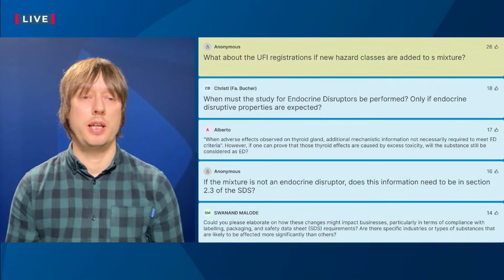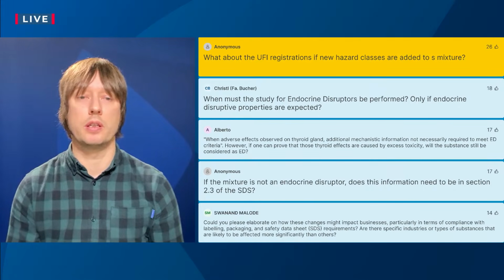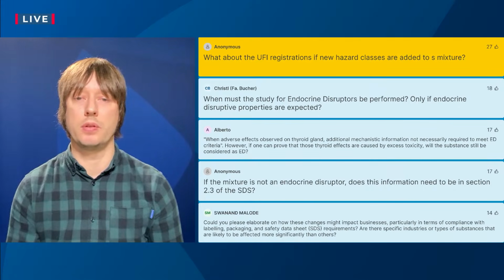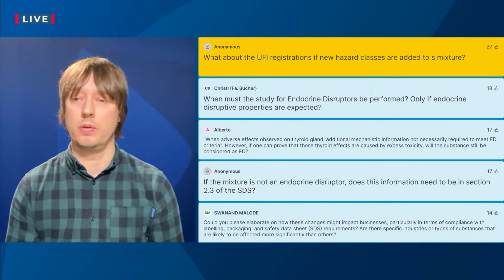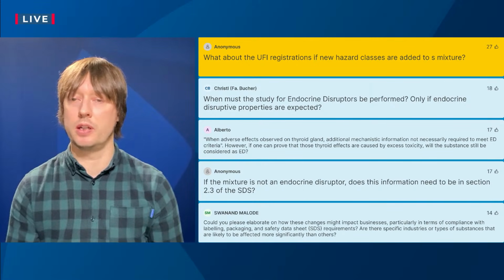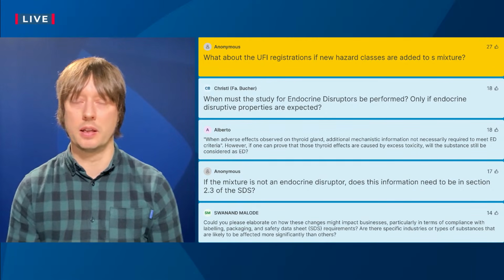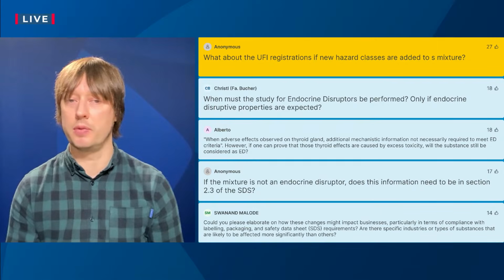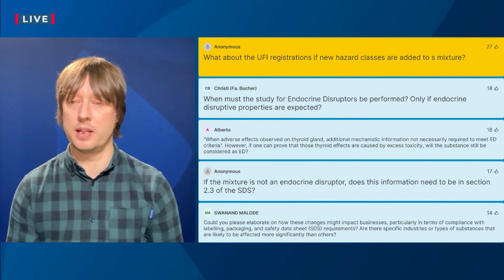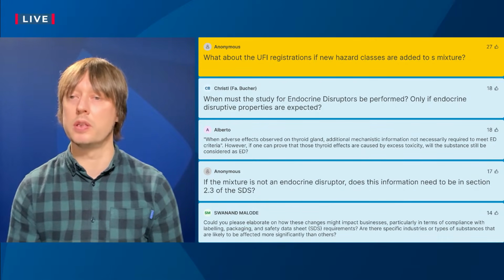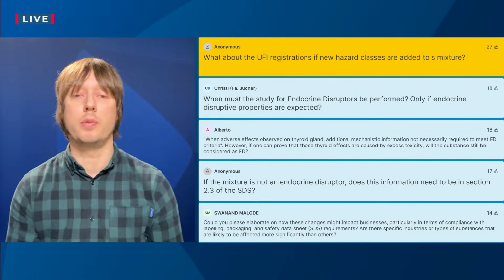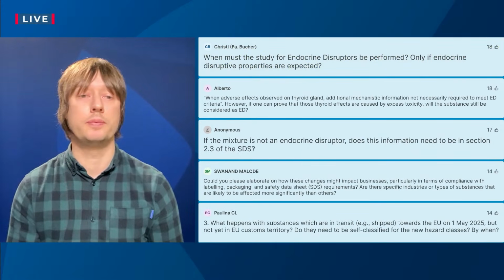We have a question here about UFI registrations. If new hazard classes are added to a mixture, we would recommend consulting with the help desk for these. We receive a number of questions on this issue. The help desk is collecting these and is developing answers, so we would recommend contacting the relevant help desk with relation to these, and we'll provide some details as is possible in the written responses. So I think we can move on past that one for now.